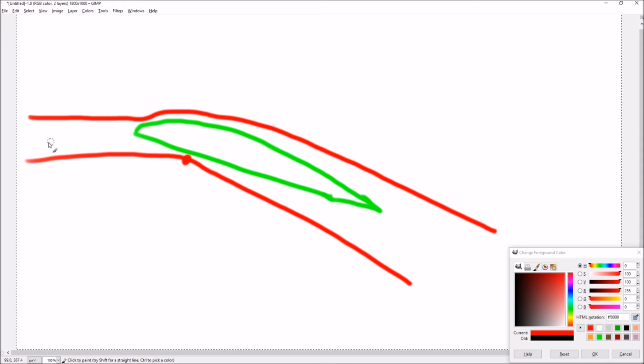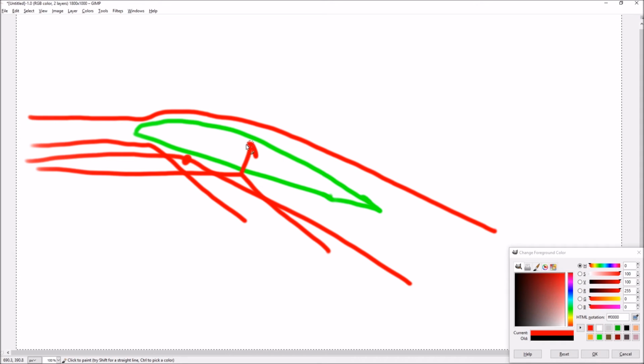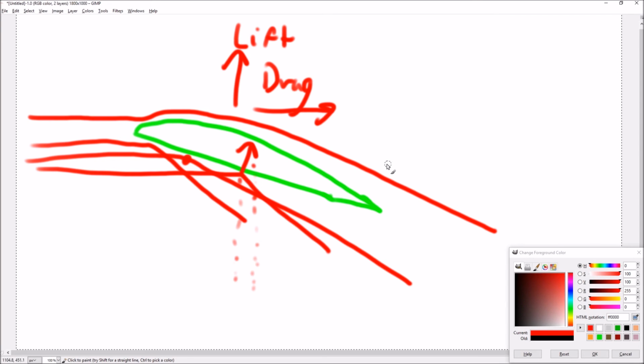What's happening is these air molecules are hitting the bottom of the wing and deflecting downward. That deflecting downward pushes up on the wing. It also, as you can see, pushes backward just a little bit. That arrow is not entirely up, it's also back. And this increases your drag. That's not good, but it's also lift. So lift and drag can be intrinsically related.